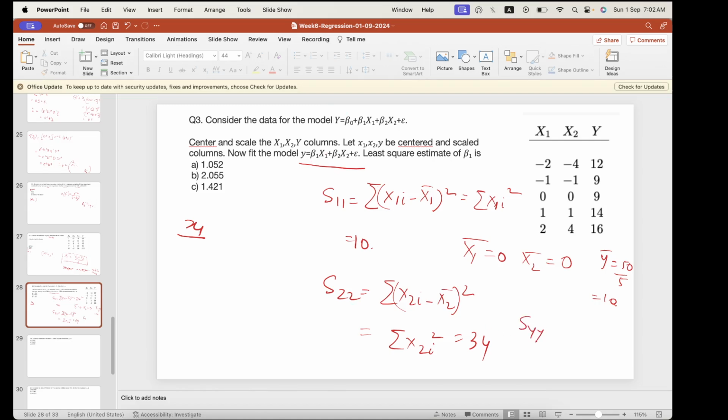Now we have to find out SYY. So this is actually y bar, we have to find out. This is 10. So y minus y bar is actually 2 minus 1 minus 1, 2 and then 6. So this will be 4 plus 1, 5 plus 1, 6 plus 4, 10, 16. Alright. I hope there are no calculation mistakes over here.